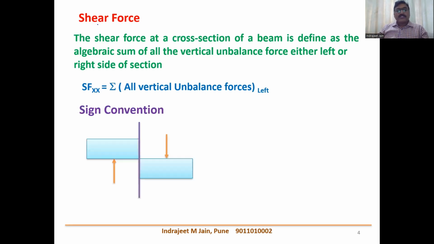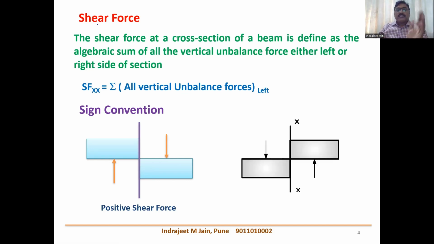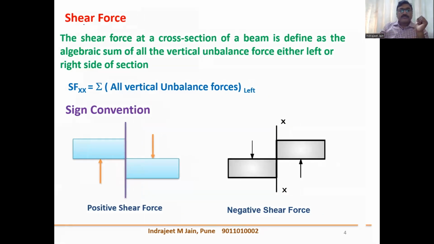The sign convention for shear force is that on the left side of the section, upward is positive, and on the right side of the section, downward is positive. So here, this is the sign convention: on the left side of the section, upward positive, on the right side of the section, downward positive. Just opposite to this, for negative shear force, on the left side of the section, downward is negative, and on the right side of the section, upward is negative.